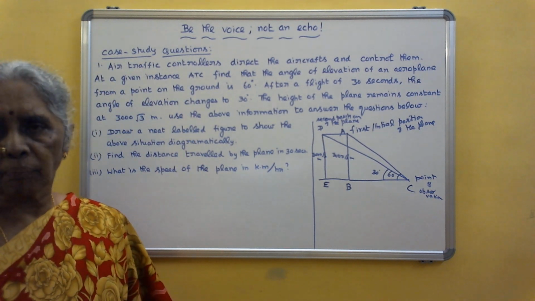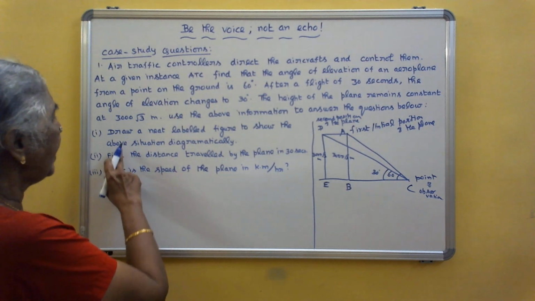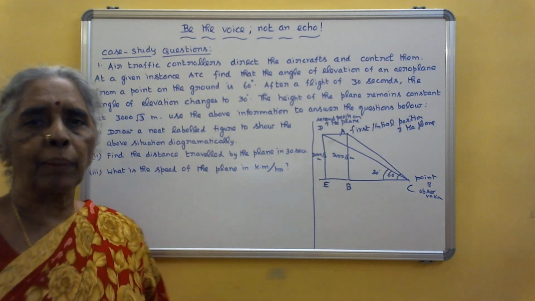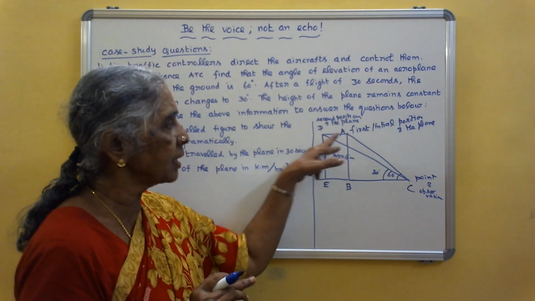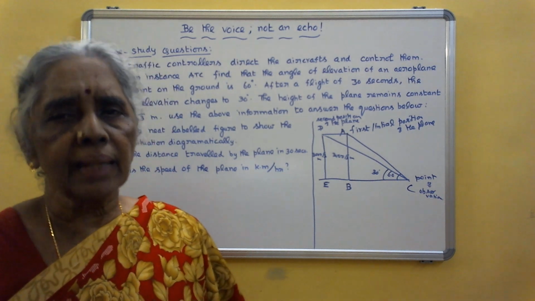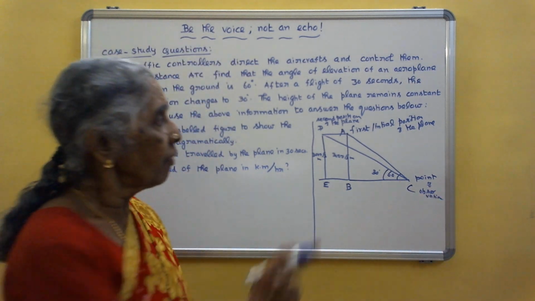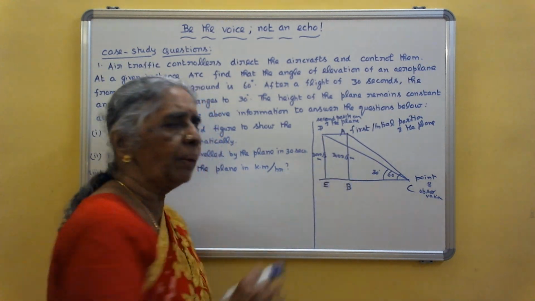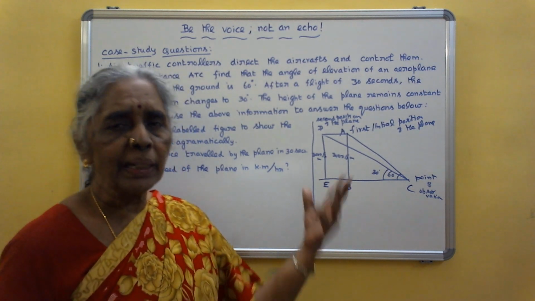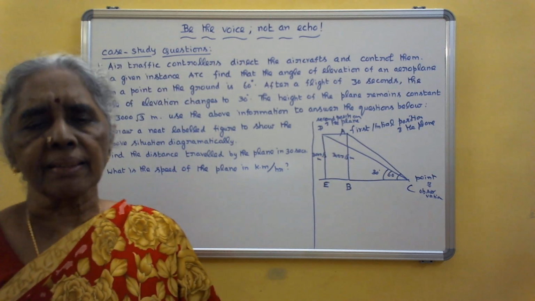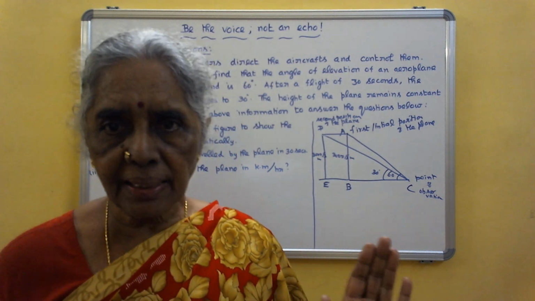So we have answered it. Let us move on to the second one. Find the distance traveled by the plane in 30 seconds. See in the figure. This is the initial, this is the final. So AD is the distance traveled by the plane in 30 seconds. From the figure, you know AD will be equal to EB. So if you find EB, that will be equal to AD, and that is the distance traveled by the plane in 30 seconds. Do you understand this?